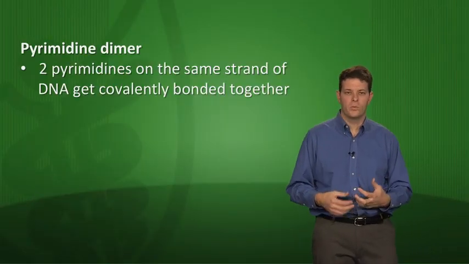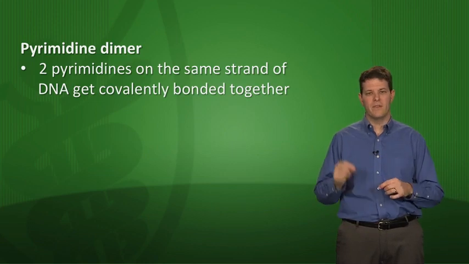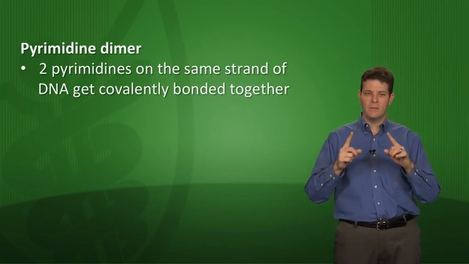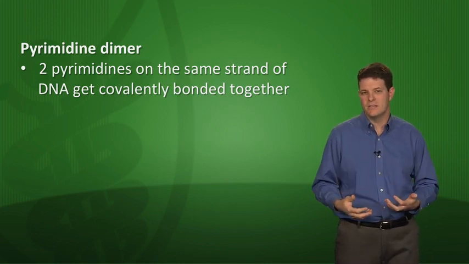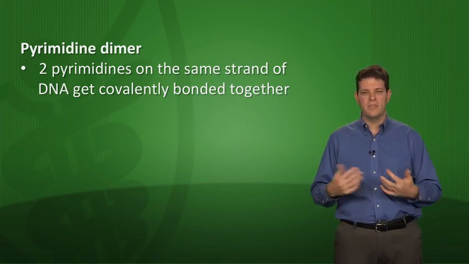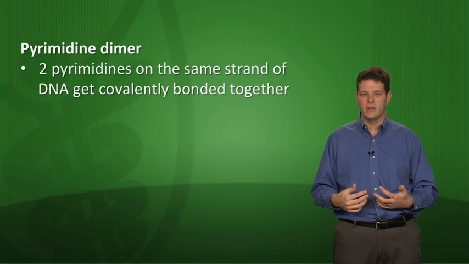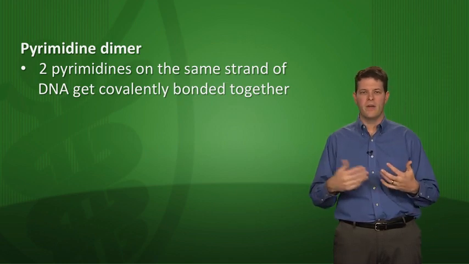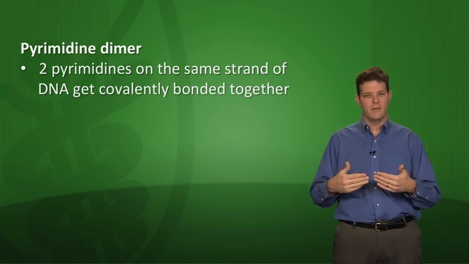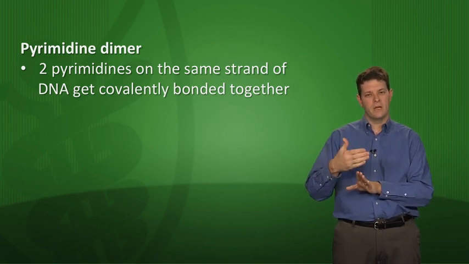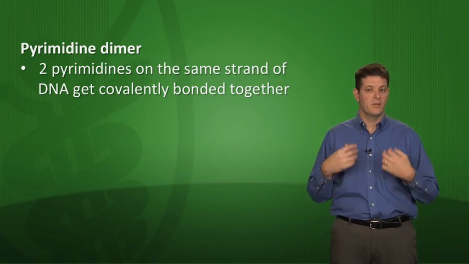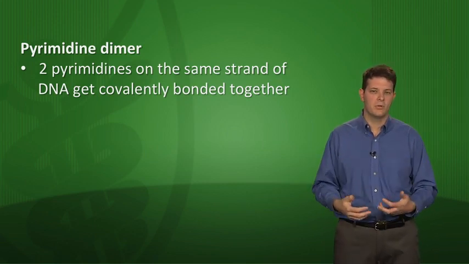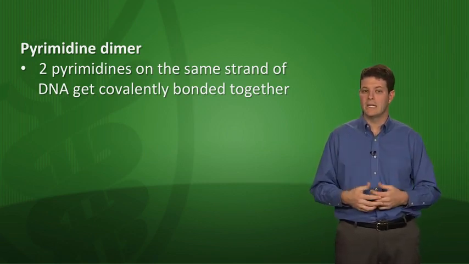One last type of mutation is a pyrimidine dimer, which is where two pyrimidines, usually two thymines, on the same strand of DNA get covalently bonded together into a dimer. So this is how UV light damages DNA. It pairs thymine to thymine on the same strand of DNA. Now don't get confused, this is not pairing thymine to thymine on complementary strands of DNA. It's thymine to thymine on the same strand of DNA. And usually your body can recognize that mutation and fix it, but if you can't fix it, you're going to be very susceptible to genetic damage from exposure to UV light.